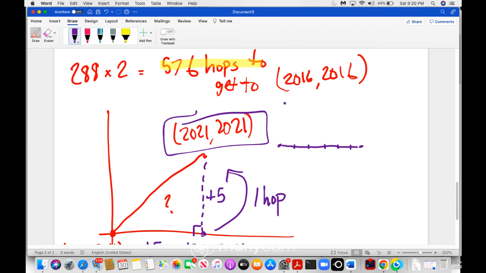So since that was 2 additional hops, our final answer would be the 576 it took us to get to 2016, plus 2, for a solution of 578 hops.